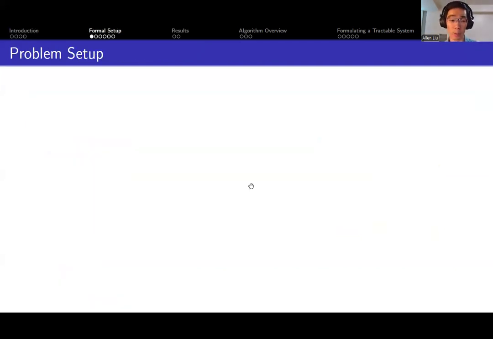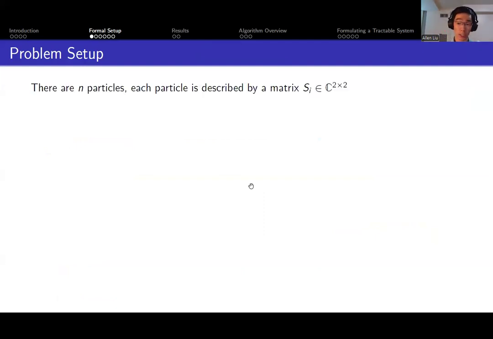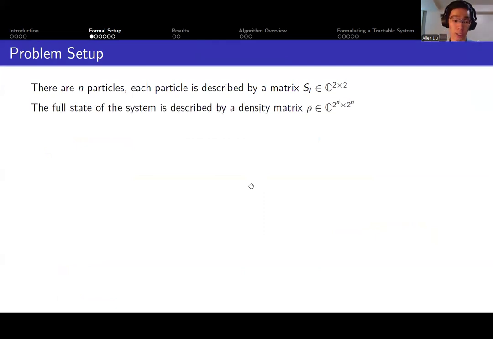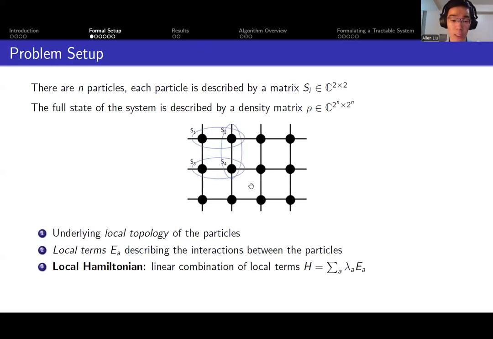So now let me begin with a more formal problem setup. As I mentioned, we're studying a quantum many-body system, say, consisting of n particles. The state of each particle is described by a matrix, S_i, that's a 2x2 matrix. Now, the full state of the system is described by a 2^n by 2^n density matrix rho.